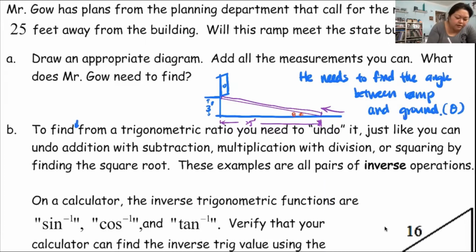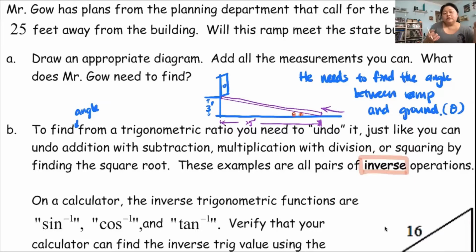To find an angle from a trigonometric ratio, you need to undo it, just like you can undo addition with subtraction, multiplication with division, or squaring by finding the square root. So how do you undo it? You use inverse operations. Some of your teachers may have already talked about it, which is awesome. If not, this is something you might want to highlight, like I did here: the inverse operations.